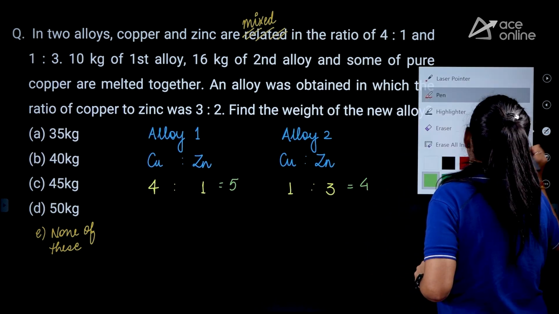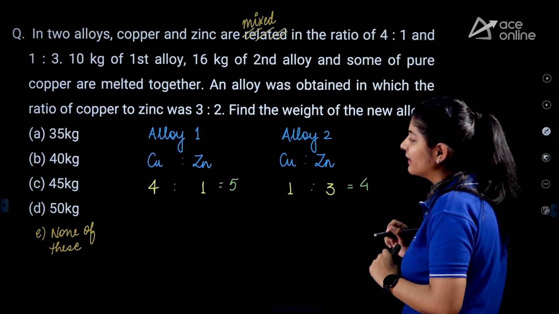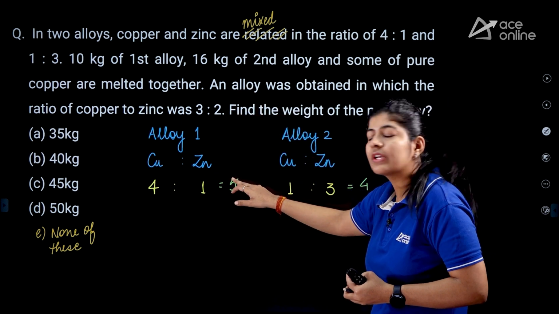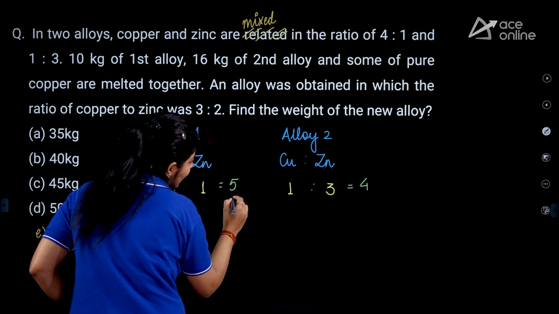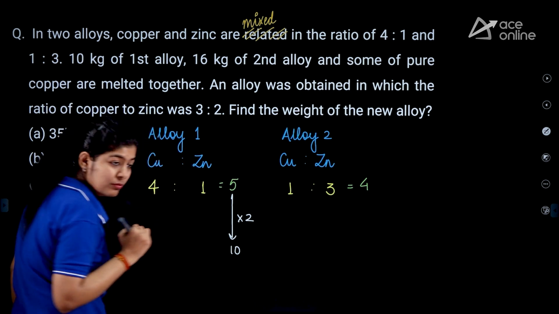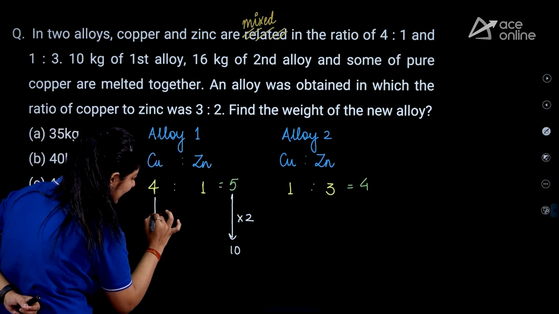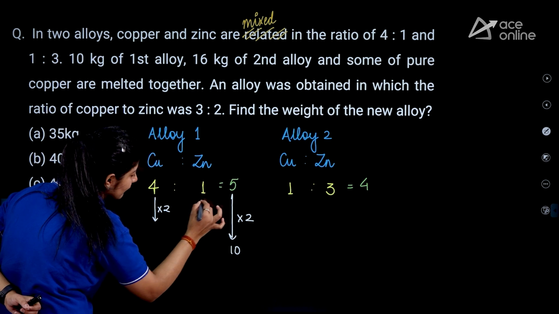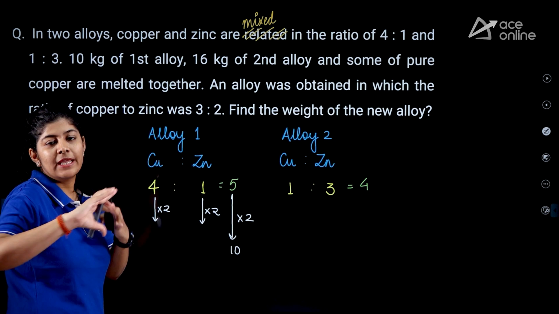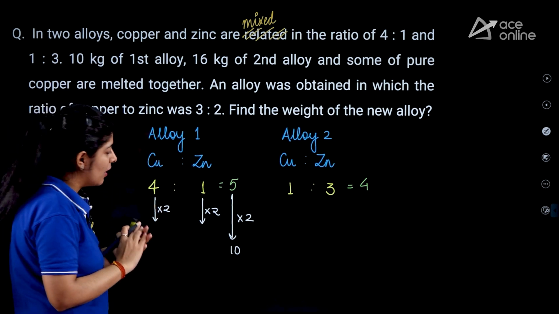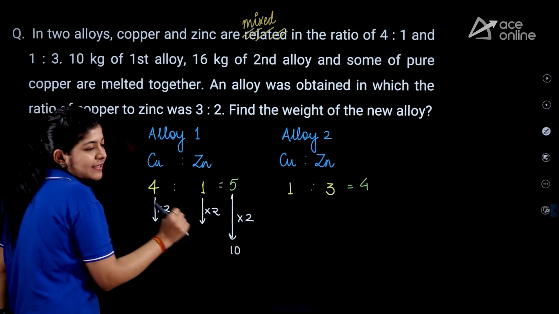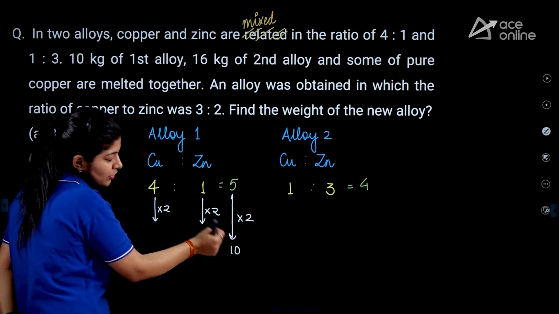But our question says we are taking 10 kgs of the first alloy. Instead of taking 5, we are taking 10 kgs. That means it is a multiple of 2, right? So we have to multiply by 2 to calculate the values. Now we are working on the values, so we are just taking 10 kg of alloy 1, which is a multiple of 2.